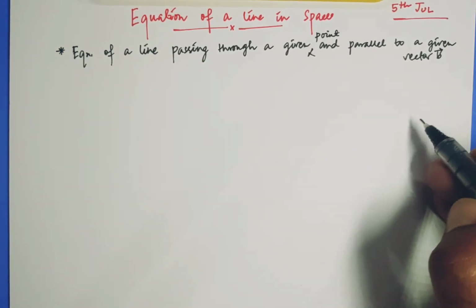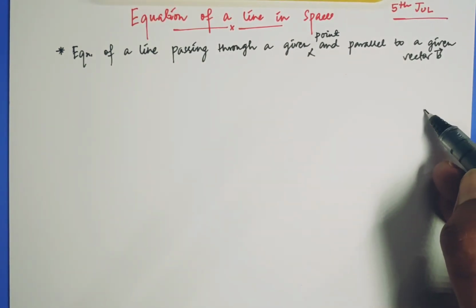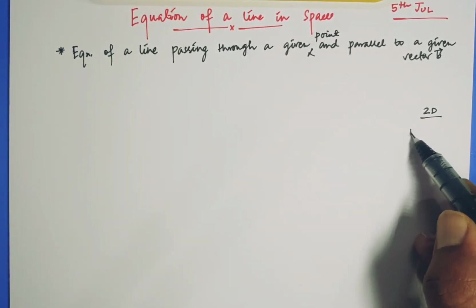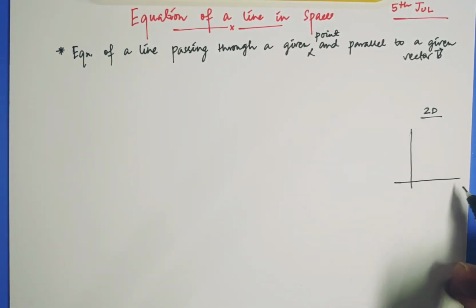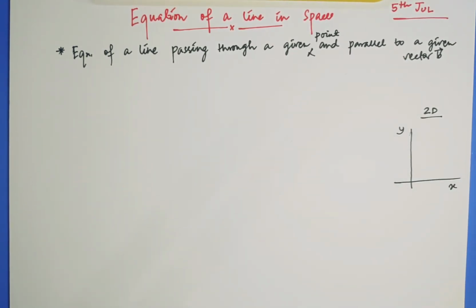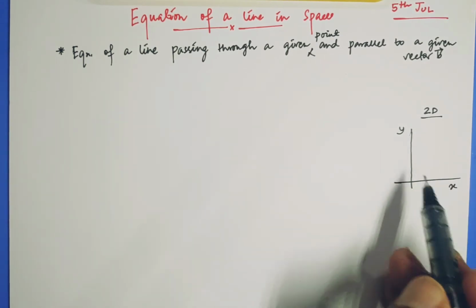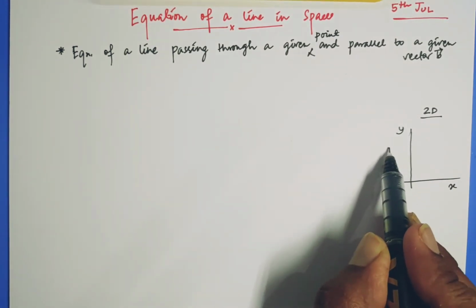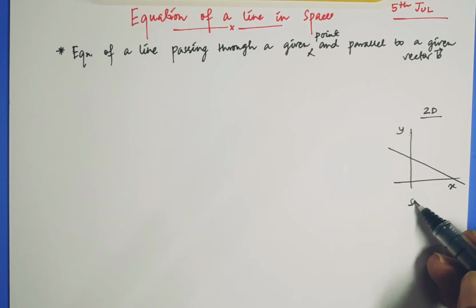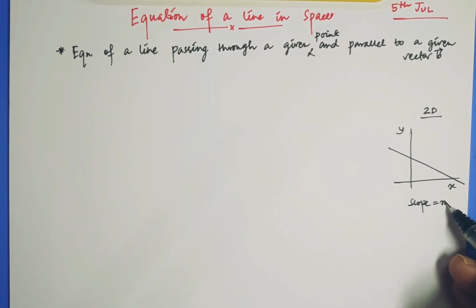So let us see, it's just like the 2D one. In 2D, suppose we have the x-axis and y-axis like this, right? I'm just recalling that thing in 2D before we do it in 3D. So suppose we had a line like this. How to find the equation of the line? The first thing we did, we already know that the slope of this line is given, that is m.